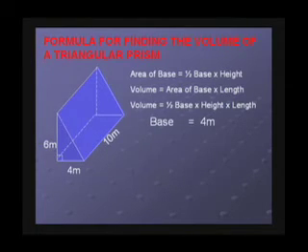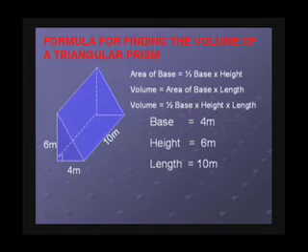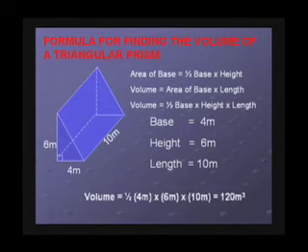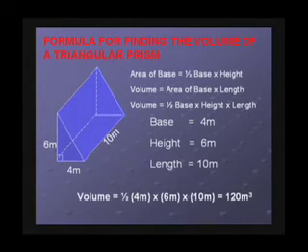Remember, the base is 4 meters and the height is 6 meters. And of course, we did say that the length is 10 meters. Therefore, this would give a volume of 120 cubic meters. And this is found by multiplying half times 4, which is the base, times 6 meters, which is the height, times 10 meters, which is the length.